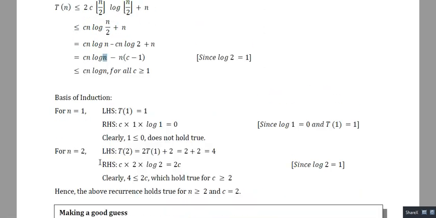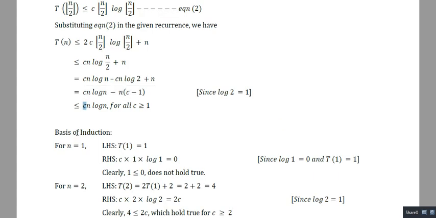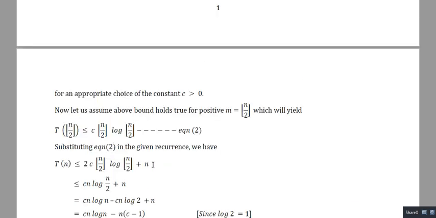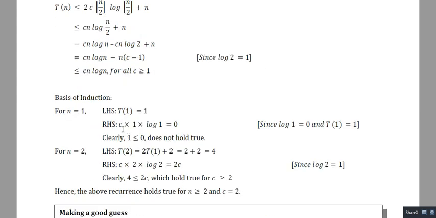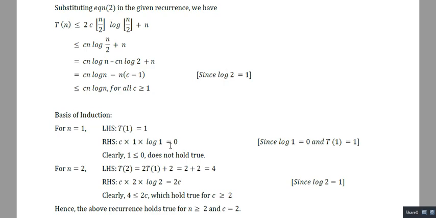Now how to find the value of that parameter c? If we take the basis of the induction, T(1) will be 1. This is the LHS, and the RHS part will be c into n log n. So 1 into log 1, log 1 will be 0, so it's 0. So clearly I think there is some mistake, yes. So the RHS part will be what? Wait just a second.